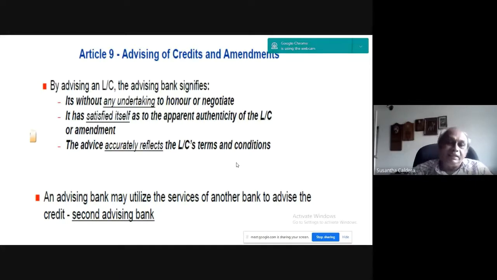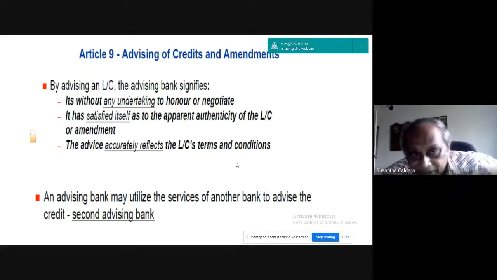Article 9, advising of credit and amendments. By advising an LC, the advising bank signifies it's without any undertaking to honor or negotiate. They don't take any responsibility. It has satisfied itself as to the apparent authenticity of the LC or amendment.